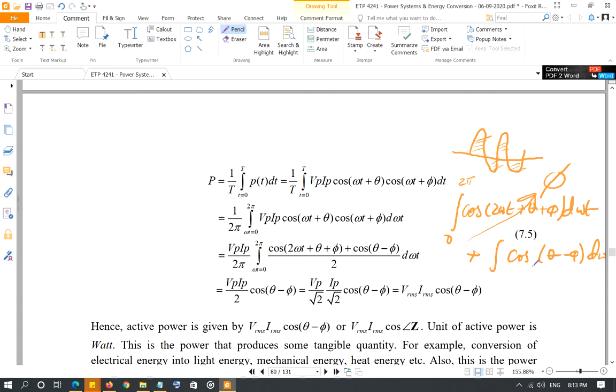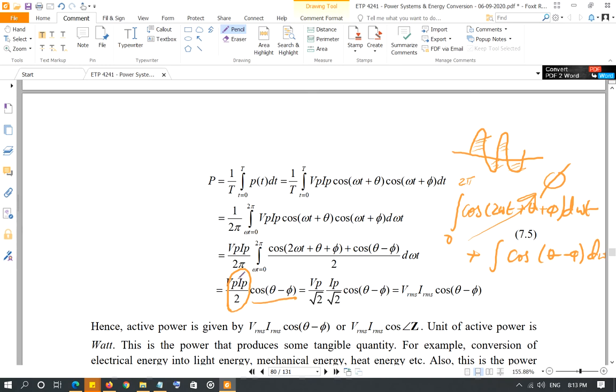Of course this is a constant number, so we pull that out, and then we take the integral of 1/2 from 0 to 2 pi. That's going to give you 2 pi. 2 will be cancelled out, pi will be left, and this pi is going to be cancelled out. That's why you see it's Vp Ip over 2 cosine theta minus phi. Now again, if you're confused, you can derive it. It's very easy to derive this function, right? I'm not showing you a couple of steps here, but derive it, it's very easy.